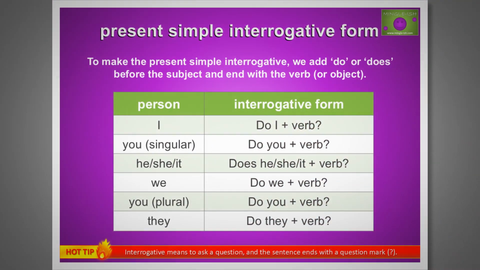And finally, to make the present simple interrogative, we add do or does before the subject and end with the object. For example, do you play golf? Does he drink coffee? And do they like horror films?